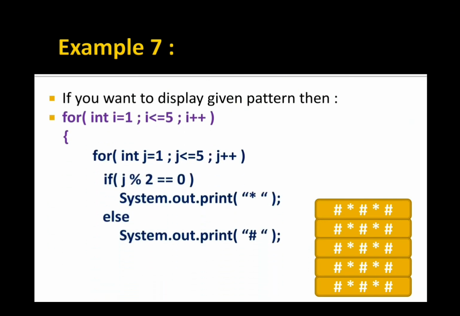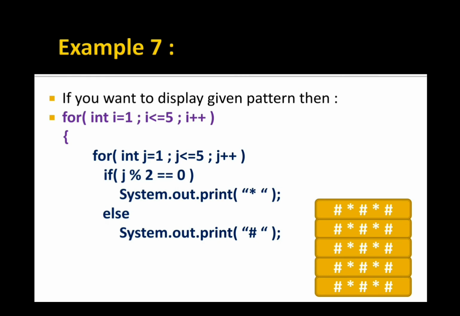But now what do we want? An if condition. If it is even, display an asterisk. If it is odd, display a hash. But don't forget to change the line. It is as simple as it can be. It is not a difficult job if you are able to understand what I want to say.